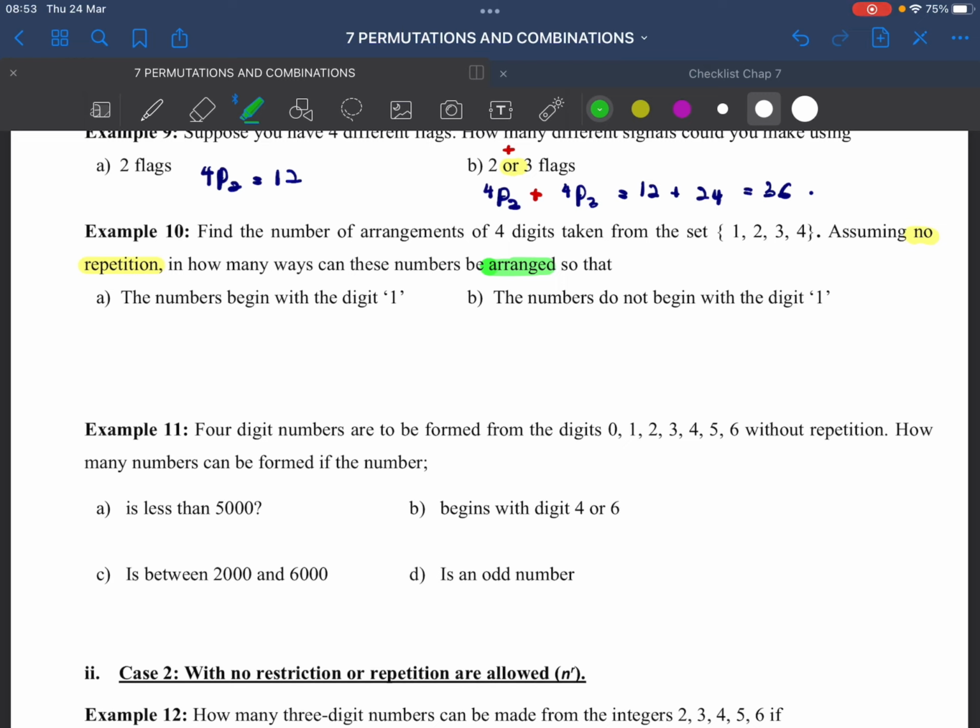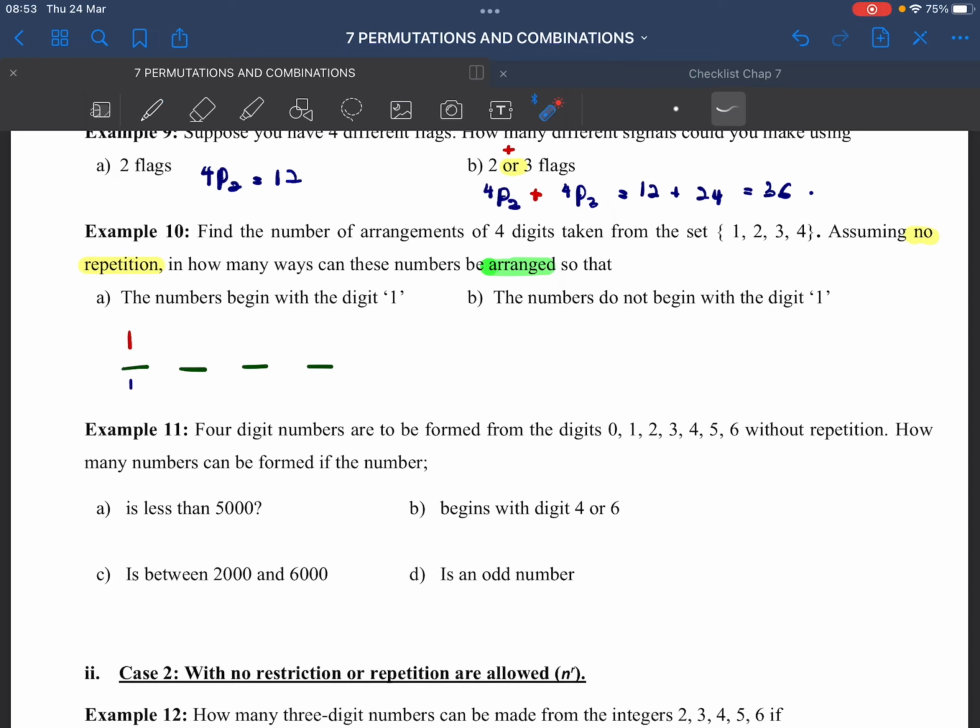Okay, so back to the question. We have 4 digits and the question asks how many ways can this number be arranged so that the numbers begin with digit 1. So we have 4 digits, 1, 2, 3, 4. We want to arrange them. The first one, the numbers begin with digit 1. In front must be 1. Okay, this must be 1. So that means only one way.